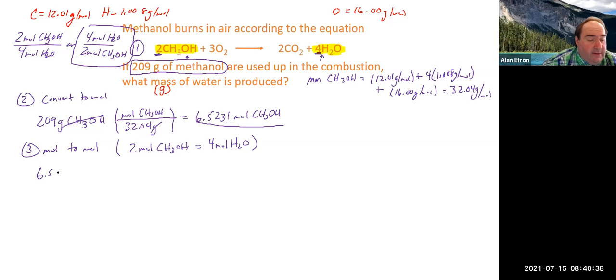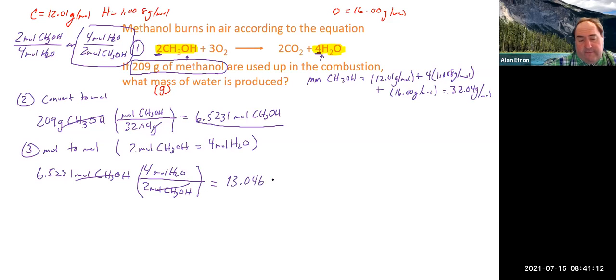Again, continuing on with our number from above, this is the stoichiometry part of the calculation. We set it up dimensional analysis style so you can see the units cancel. 2 moles of methanol on the bottom, so they cancel, and 4 moles of water on top. Moles of methanol cancel, and we end up with about 13.046 moles of water. Any questions up to that point?